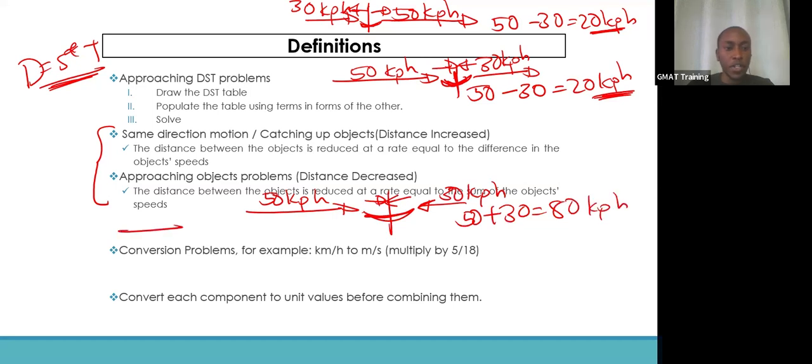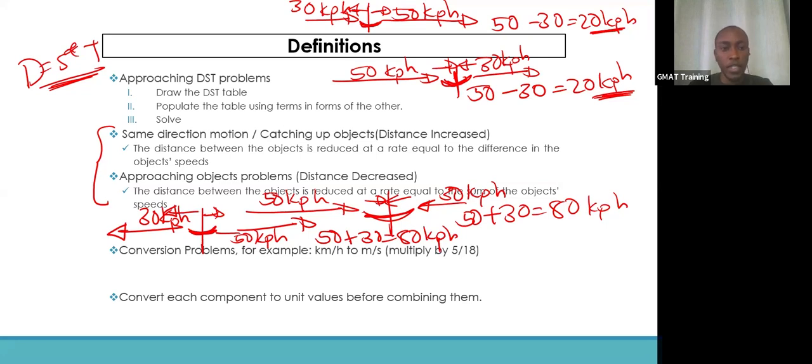What happens if now they've already met and the slower car continues to the west and the faster car also continues to the east? Now, in this case also, we add the speeds. That's 80 kilometers per hour. But what we have here now is that the distance is increasing, and it increases much faster compared to the distance increasing when the faster car is in front of the slower car. So in this case, the distance is increasing at 50 plus 30, 80 kilometers per hour. So that's how we approach this question.